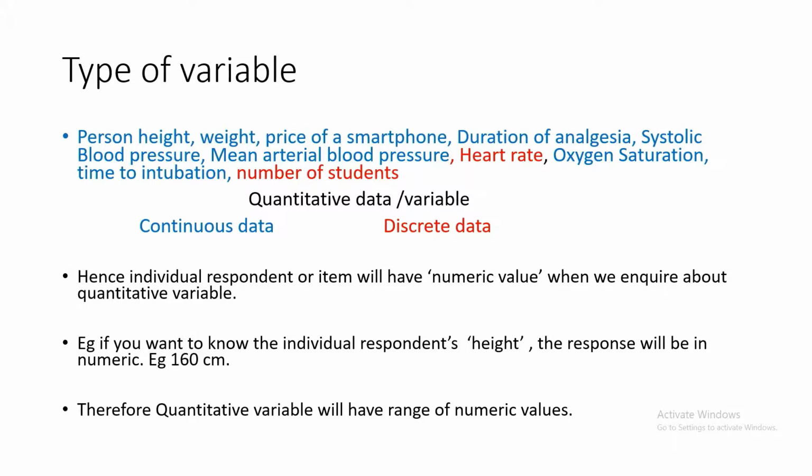The value is numeric. While with the qualitative data, like you catch one person and ask him his sex, she will reply as male or female. So the reply is not numeric, it is a string type. The reply is in words. So it is a string type, therefore that is a qualitative type of data. So quantitative variable will have range of numeric values.